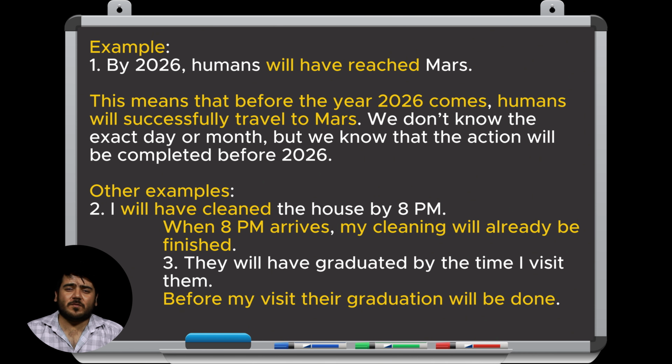Examples: by 2026, humans will have reached Mars. This means that before the year 2026 comes, humans will successfully travel to Mars. I'll have cleaned the house by 8. When 8 o'clock arrives, my cleaning will already be finished. They'll have graduated by the time I visit them. Before my visit, their graduation will be done.